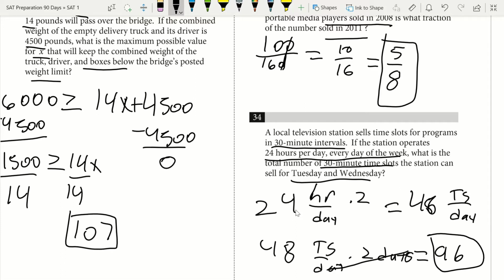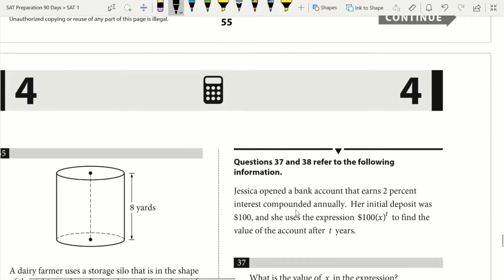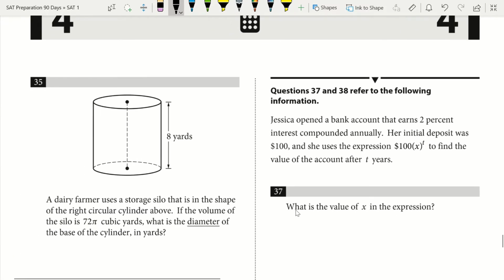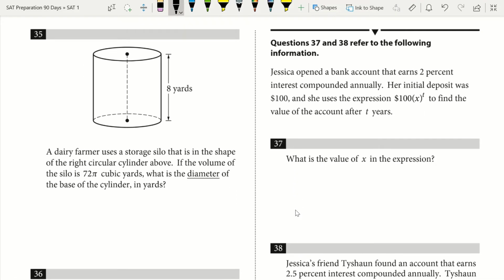All right, at this point we've got question 35. Keep in mind after 35 we're looking at 36 through 38, seeing if anything's difficult. If anything is, we go back to the multiple choice section. So we have a dairy farmer using a storage silo in the shape of a right circular cylinder above. If the volume is 72 pi cubic yards, what's the diameter of the base of the cylinder in yards?